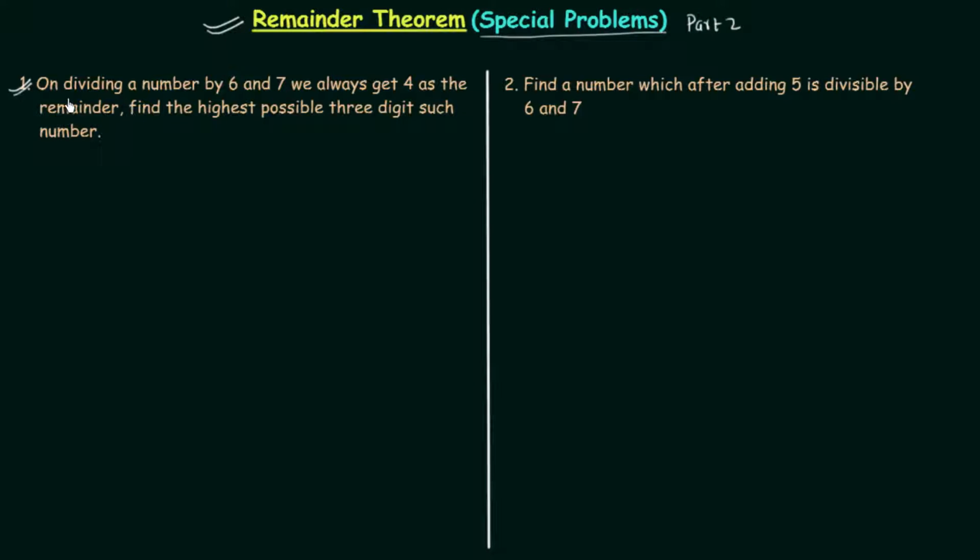On dividing a number, let's say the number is a, by 6 and 7, we always get 4 as the remainder. Find the highest possible 3-digit such number. In this problem there is a number a and we are dividing a by 6 and 7, and always we are getting 4 as the remainder. So the remainder in the first case is 4 and in the second case is also 4.